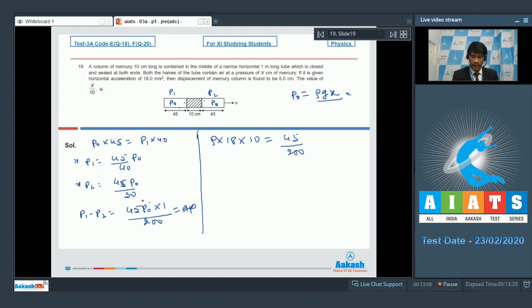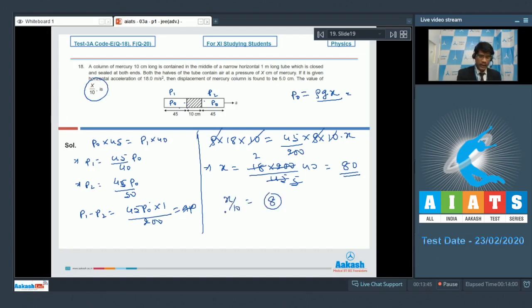P0 was the pressure and that was given as x centimeter of mercury column. So I shall write rho g to be taken as 10 into x. This is rho and 10 will cancel out. I'm having the value of x in centimeter as 18 into 200 divided by 45. So I'm getting this value to be equal to 80 centimeter. So the value of x divided by 10 will come out to be 8. So we are getting 8 as the answer for question number 18.